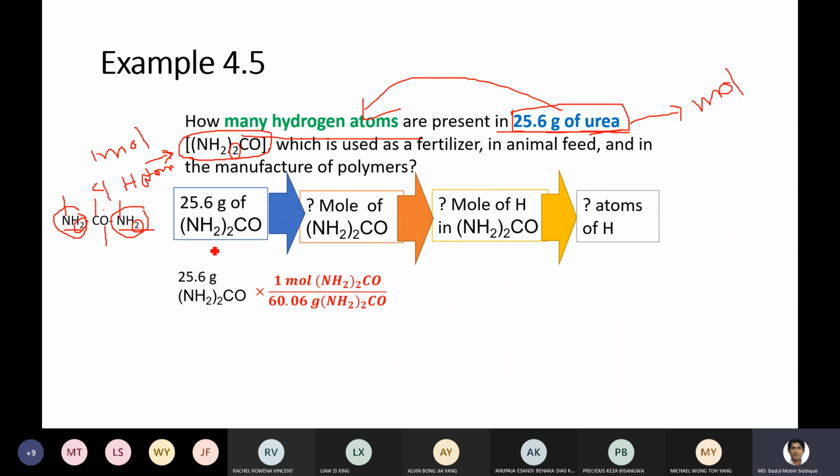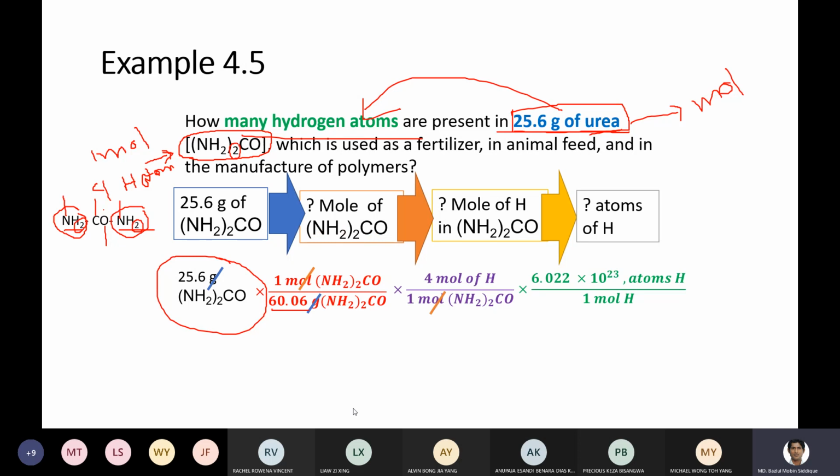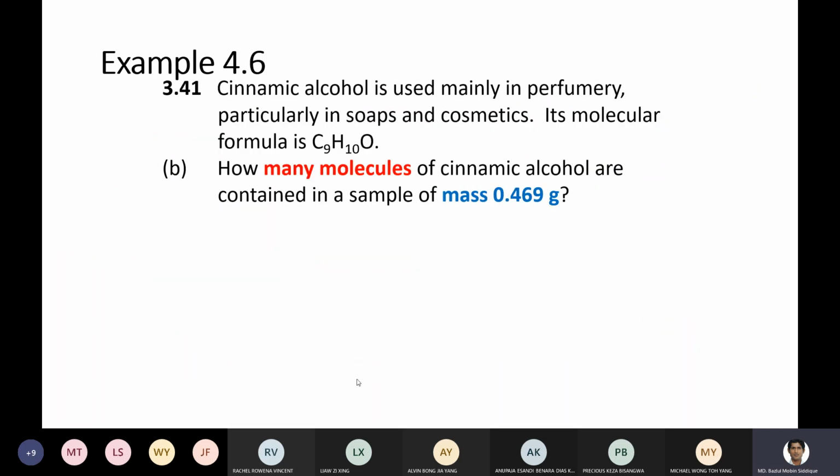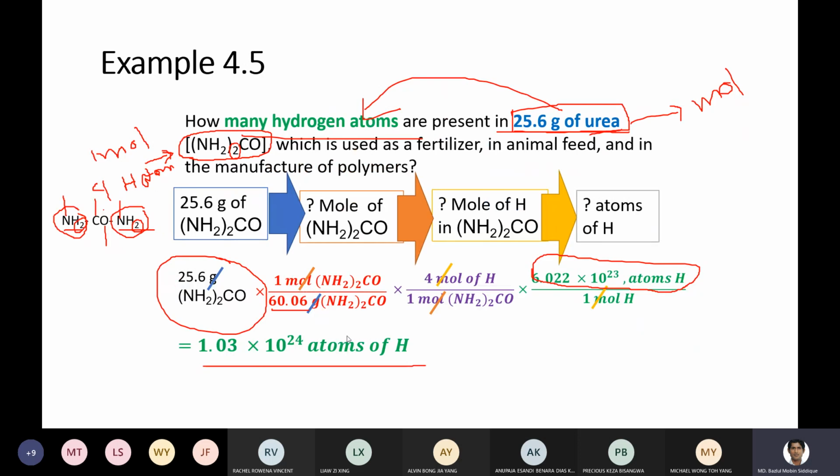We have to find it from this: 1 mole of urea is 60.06 gram of urea, and then 5.6 gram of urea makes how many moles of urea? In 1 mole of urea there are 4 moles of hydrogen, and from unit level calculations we find that 1 mole of hydrogen is actually Avogadro's number of hydrogen atoms. So from here, 4 moles of hydrogen is how many hydrogen atoms? This is the answer.